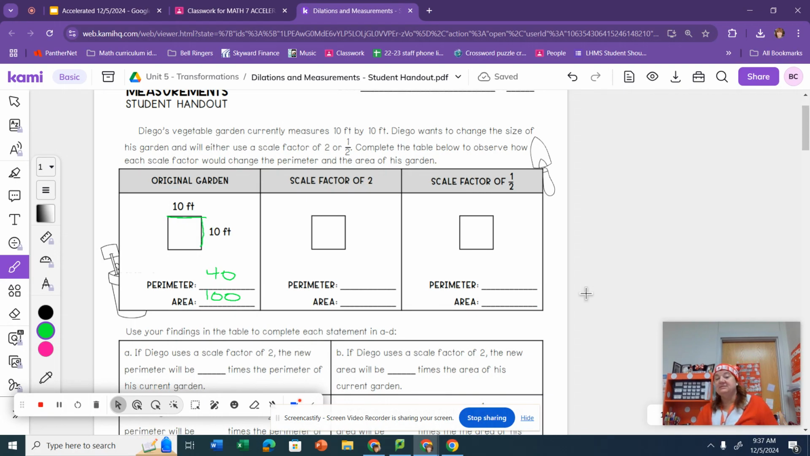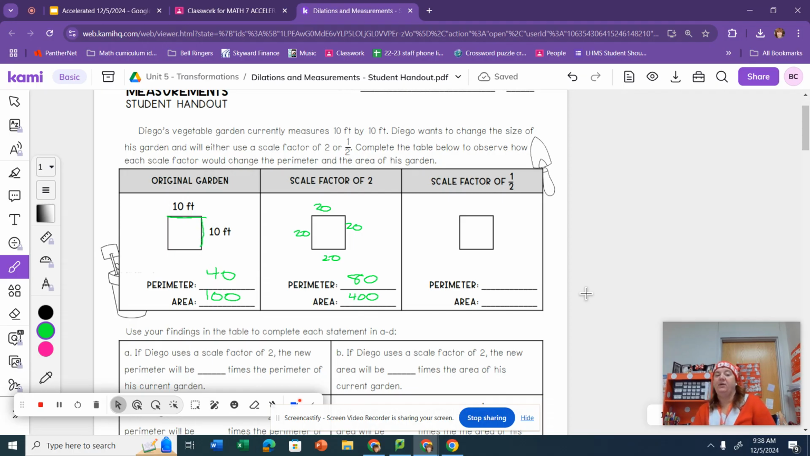Now, let's do a scale factor of 2. So that would make this a 20 by 20, 20, and a 20. So if we add that together, we're going to have 80. And then if we do the area, 20 times 20 is 400.